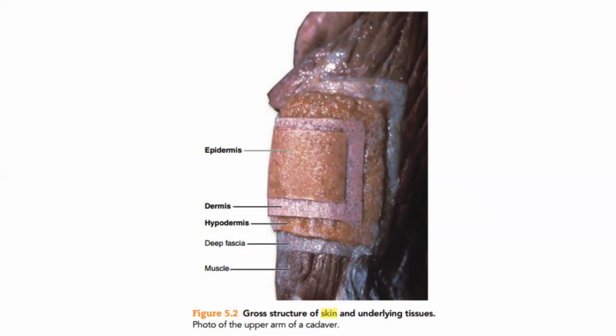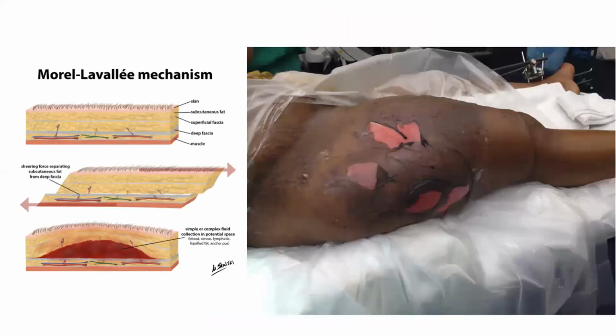Among these squamous epithelial cells, we have keratinocytes, melanocytes, dendritic cells, and in the dermis, we have papillary dermis and reticular dermis layers. So, last slide for the skin, I want you to remember a lesion called Morel-Lavallée lesion.